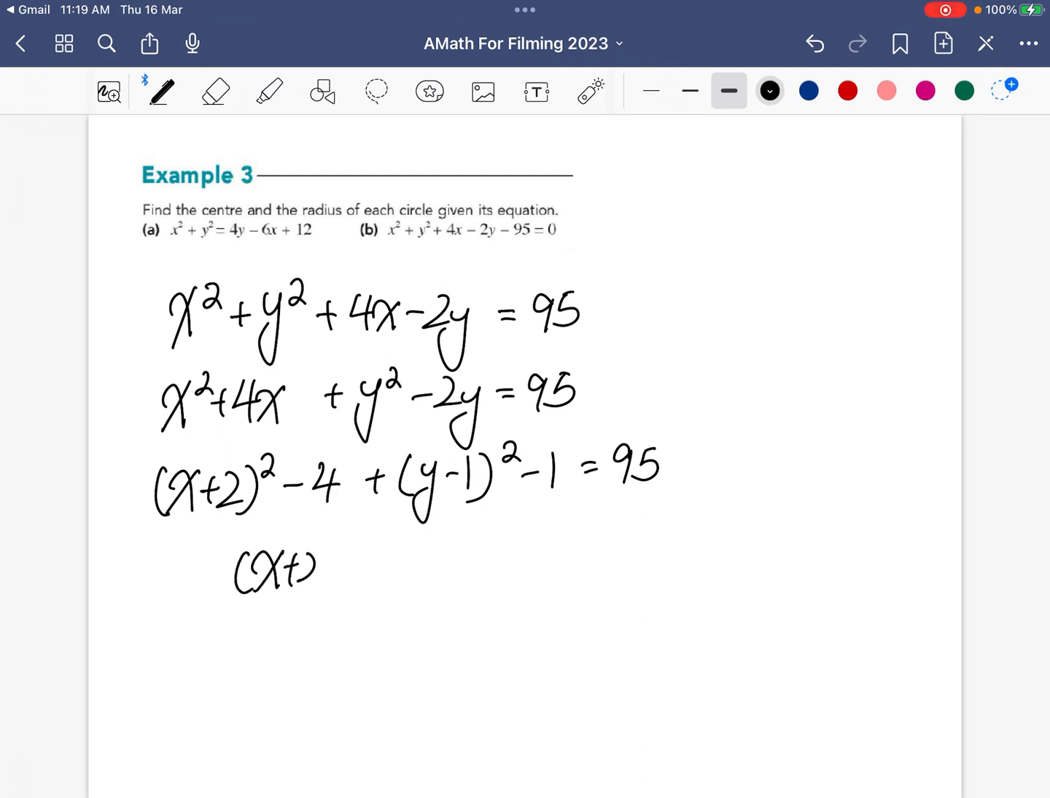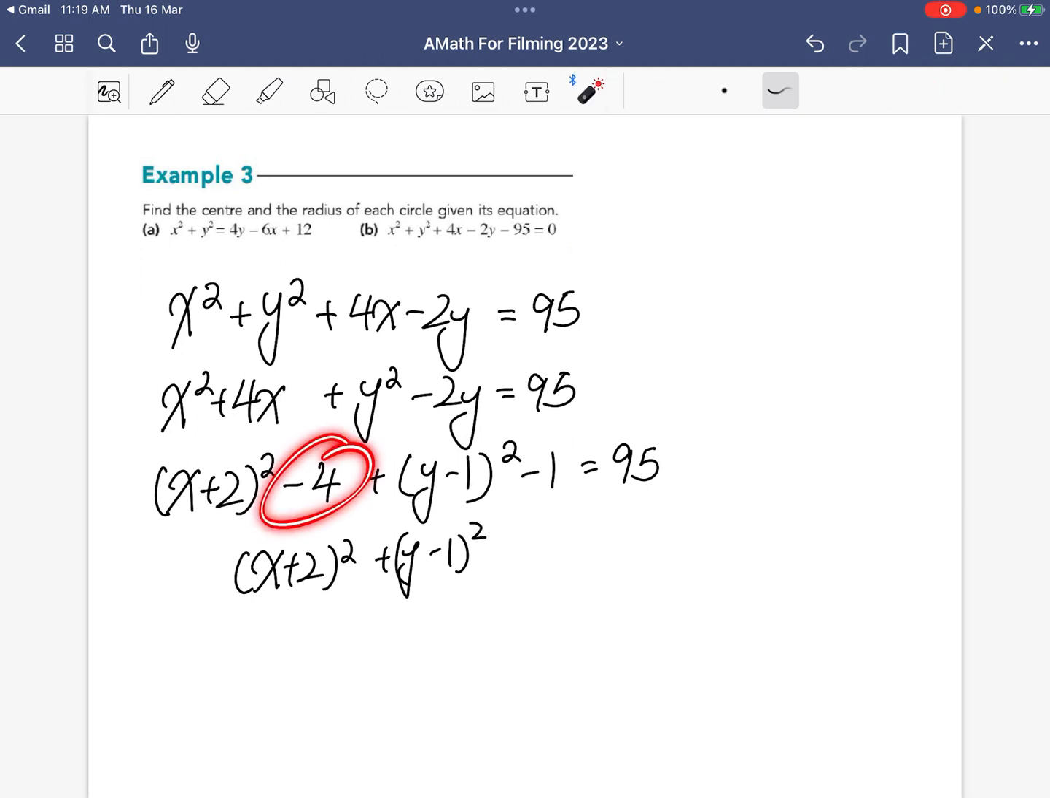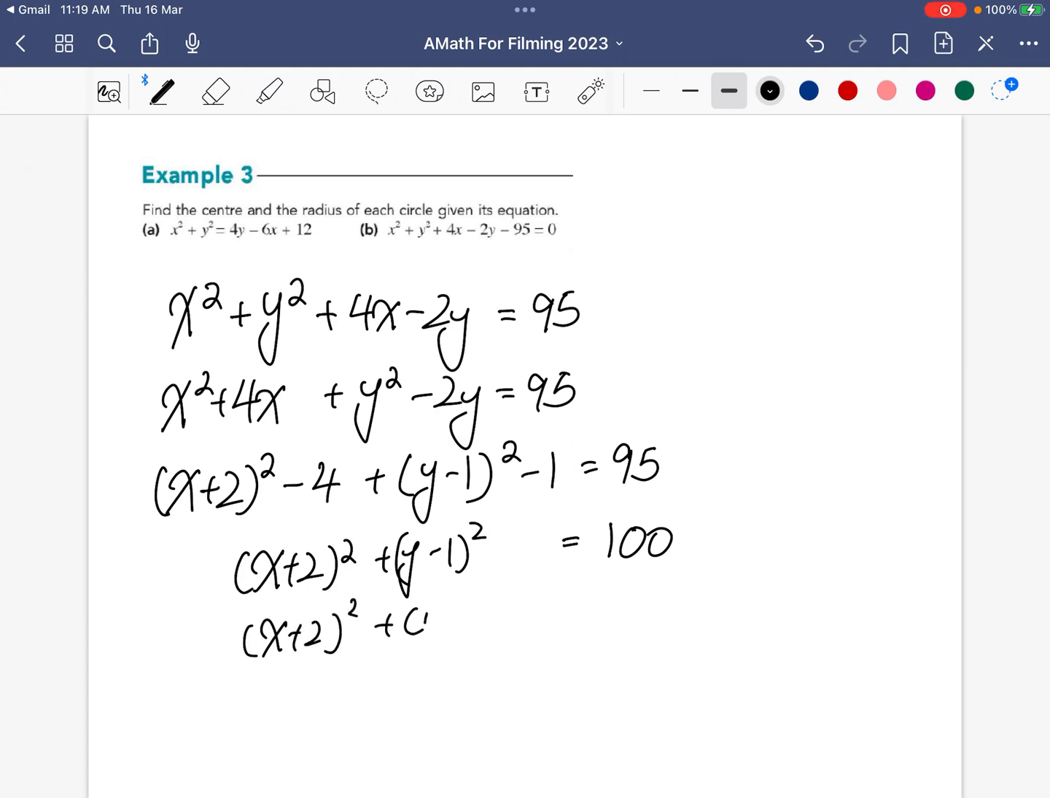So what I get is (x plus 2) squared plus (y minus 1) squared. Then if you notice, down here negative 1, negative 4, then you go over, it is 100. So what I get is (x plus 2) squared plus (y minus 1) squared equals 10 squared.